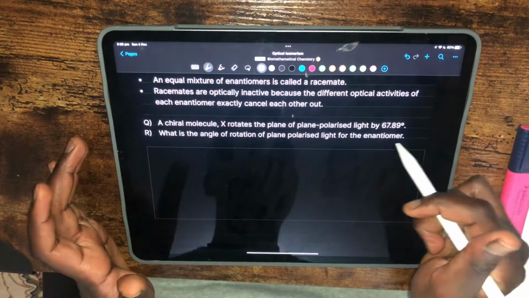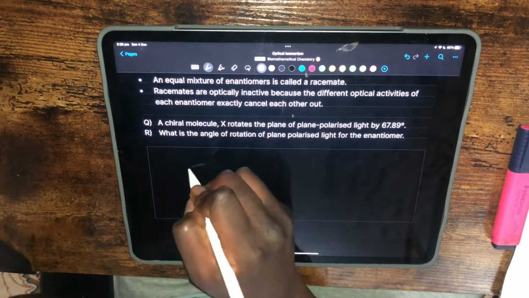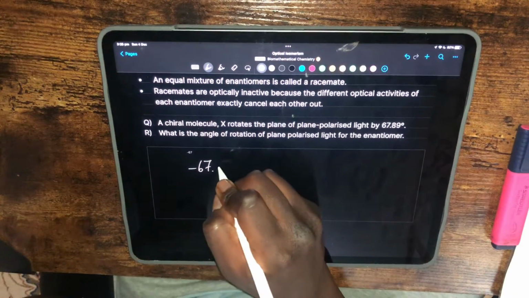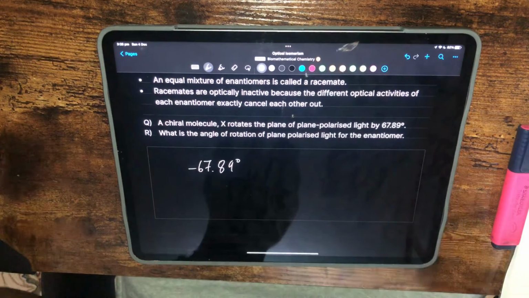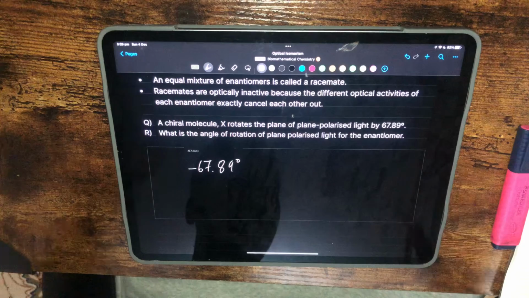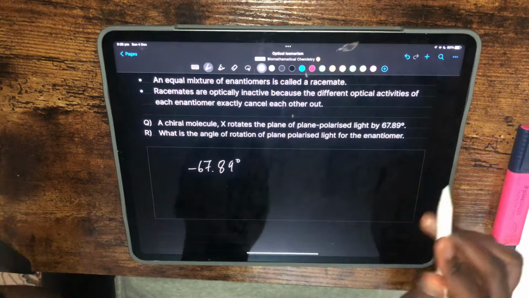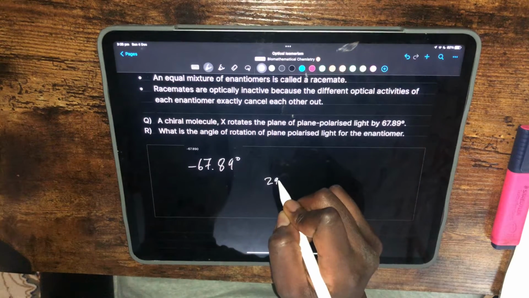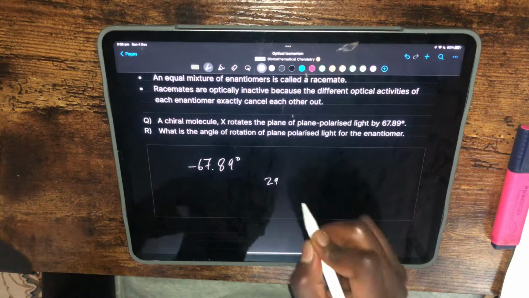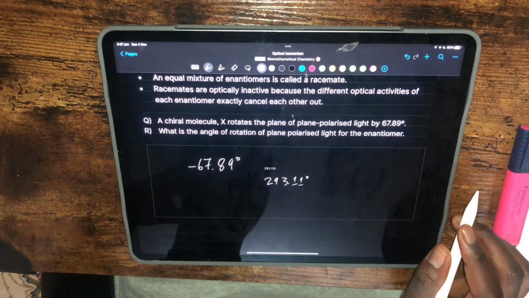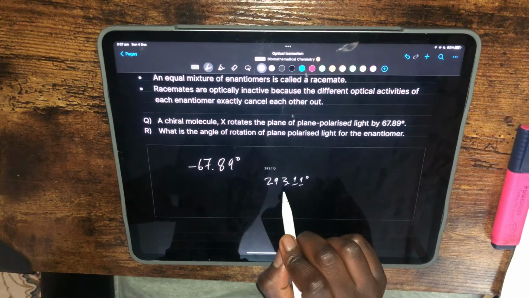So the answer to this question is minus 67.89 degrees. If it's 67.89 degrees to your right, it will be 67.89 degrees to your left. Or if we're doing it on a bearing, which is probably the one I'd use, 360 minus 67.89, that's 292.11 degrees. And that would be the angle of rotation.